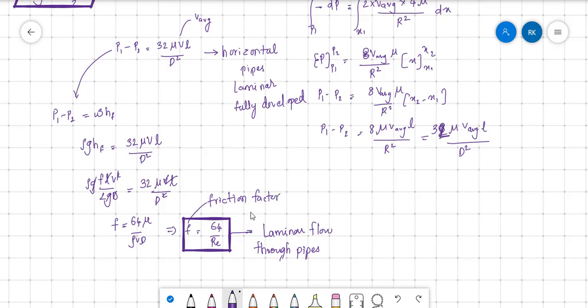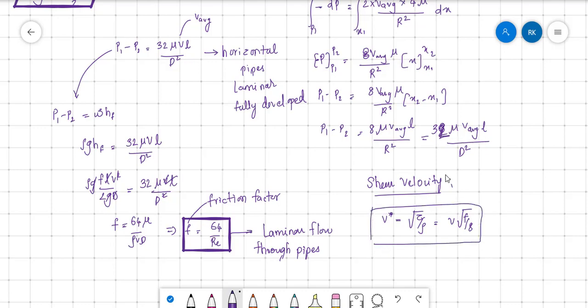Now there is another term called shear velocity. Sometimes it is convenient to represent shear stress in terms of velocity. That is called shear velocity, and it is represented with V star. V star is equal to under root tau by rho. It is also equal to V into under root F by 8. So just remember this. It is not so important. Shear velocity represents shear stress in terms of velocity. So that is about laminar flow through pipes.